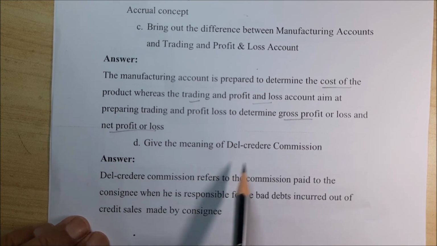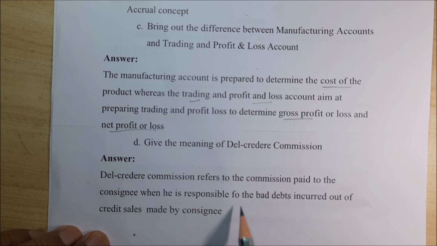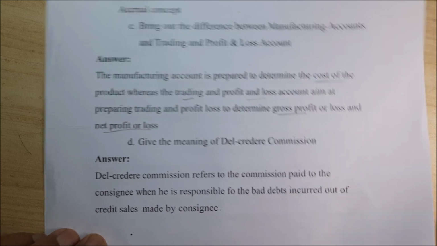Give the meaning of del credere commission. Del credere commission refers to the commission paid to the consignee when he is responsible for bad debts arising out of credit sales made by the consignee. So it is very simple. One is normal commission, the other is del credere commission. In del credere commission, the responsibility for bad debt is taken by the consignee. In such a case, he demands extra commission for that. That commission is called del credere commission.